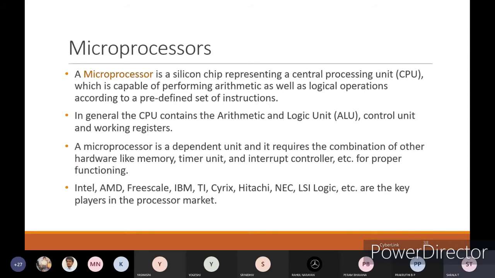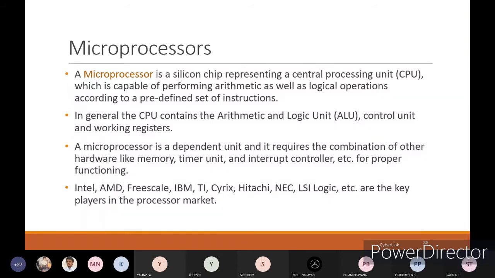And next is microprocessors. A microprocessor is a silicon chip representing a central processing unit, that is a CPU. It acts as a CPU which is capable of performing arithmetic as well as logical operations according to a predefined set of instructions. You have to give some instructions to perform those arithmetic and logical operations. You have addition, subtraction, division, multiplication.